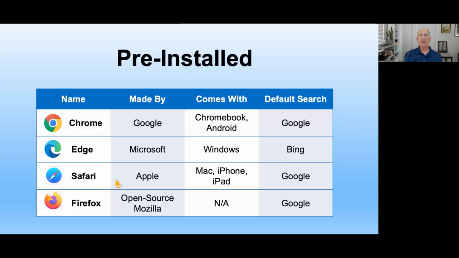Safari is made by Apple, and it comes standard on Macs and iPhones and iPads. It uses Google for its search. Google pays Apple to make Google the default search engine used with Safari. Another very popular browser, Firefox, is made by an open source, meaning it's not a corporation, it's a nonprofit organization called Mozilla. It doesn't come standard on anything, but it does have Google installed as its search engine.